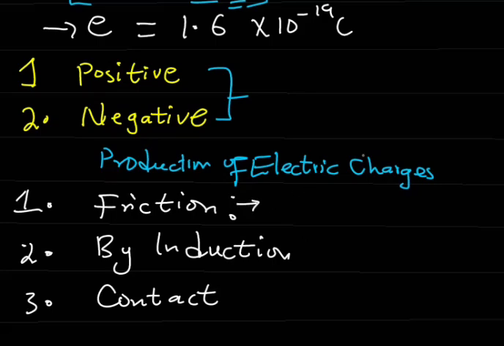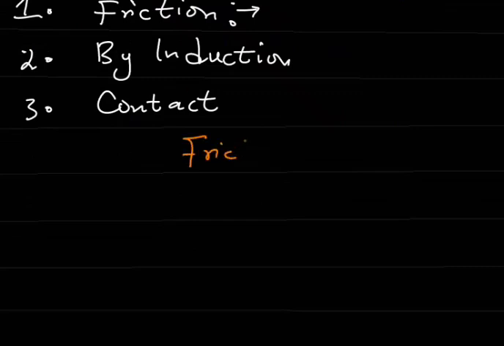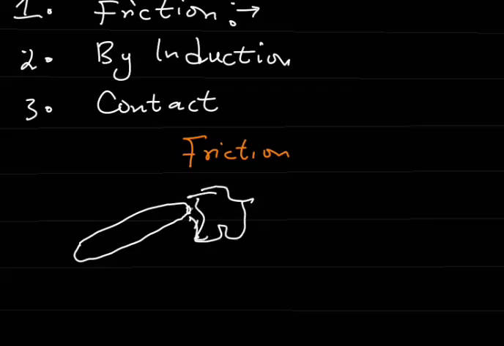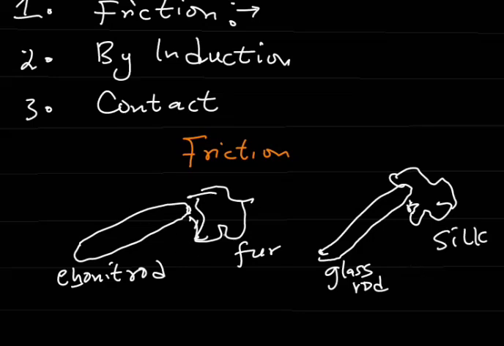By friction, you are rubbing a material on another material. Let's look at a typical example. When you rub an ebonite rod on a fur material, or you rub a glass rod on silk, which is any cloth material, this is friction, rubbing one material on another material.